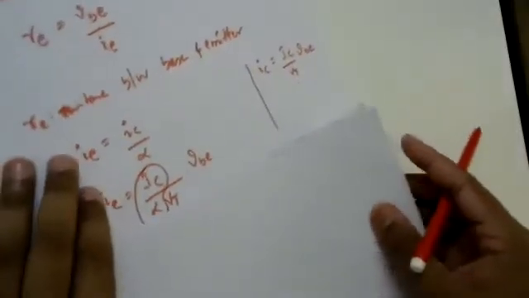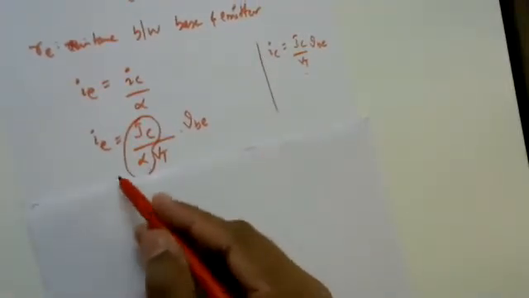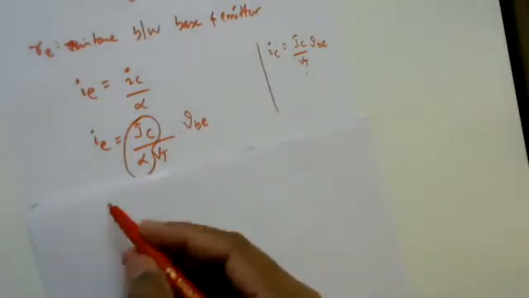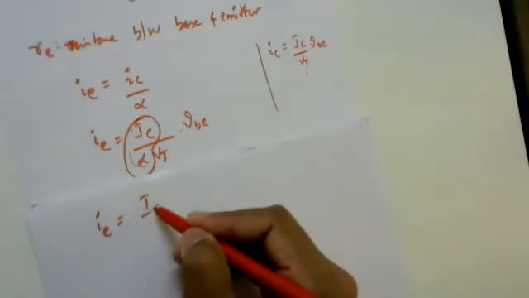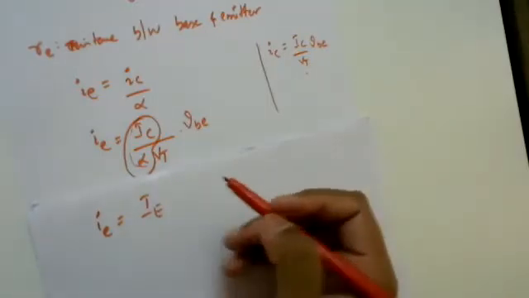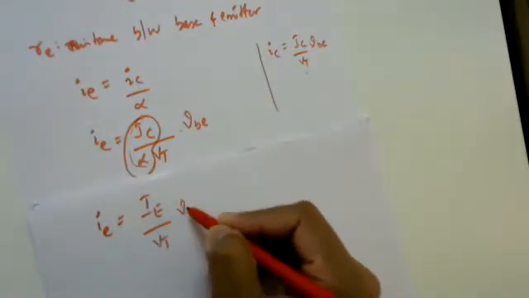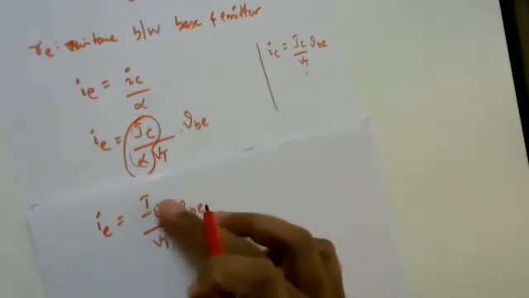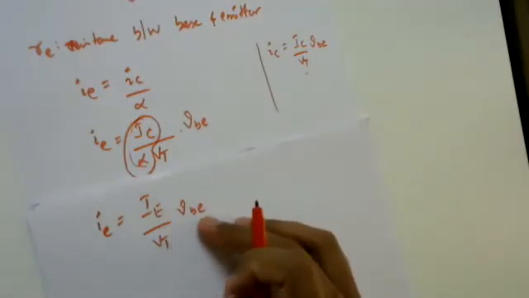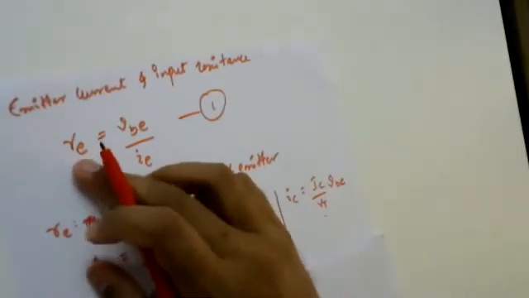So this term, I can write over here, saying that IC by alpha is nothing but IE, divided by VT into VBE, that is IE divided by VT into VBE. Now let me call this expression number 1. That is nothing but the equation for emitter resistance Re.